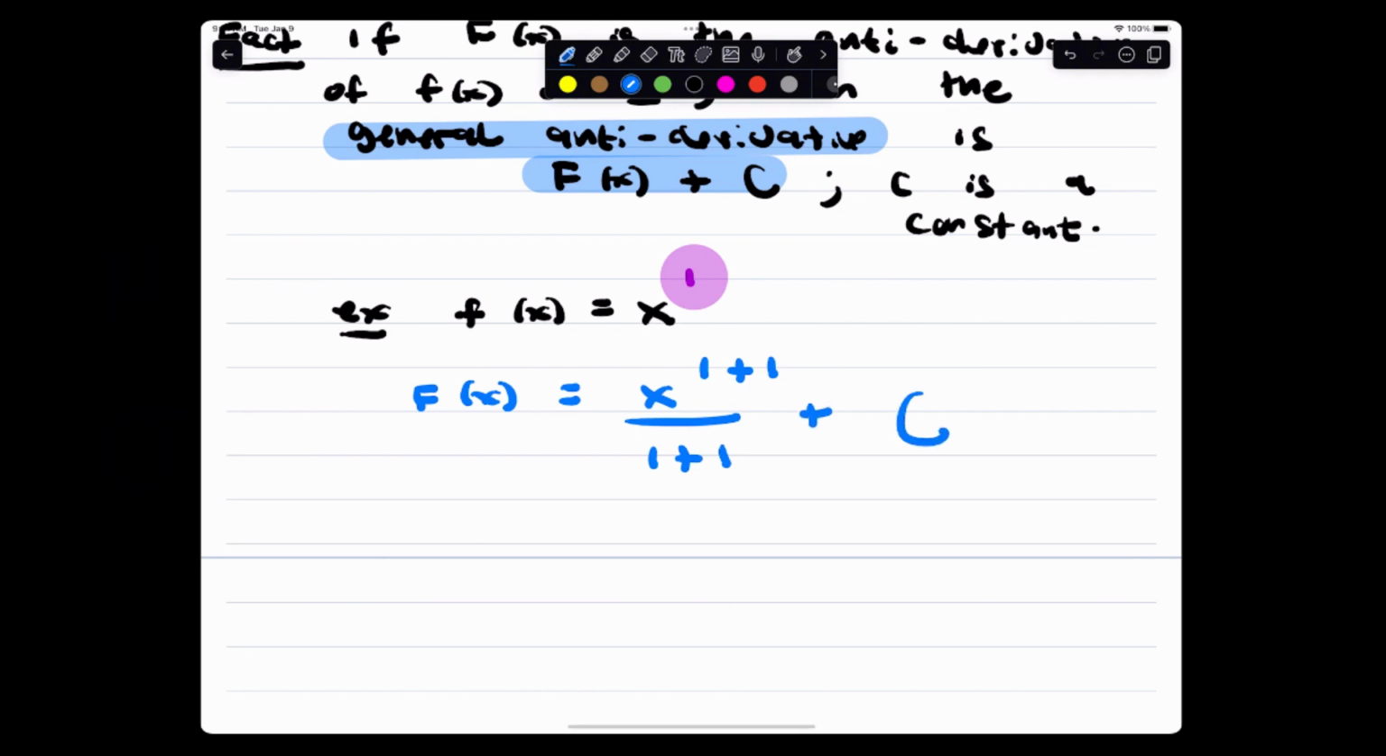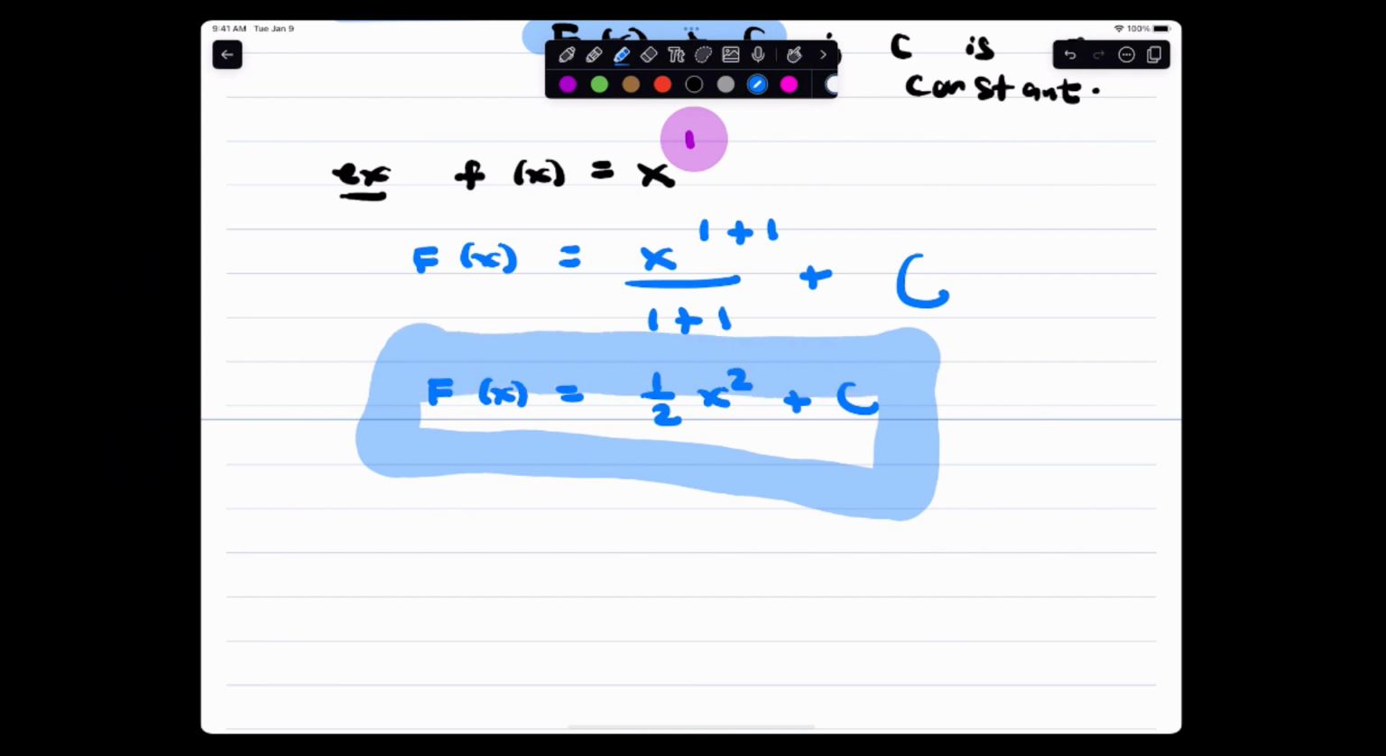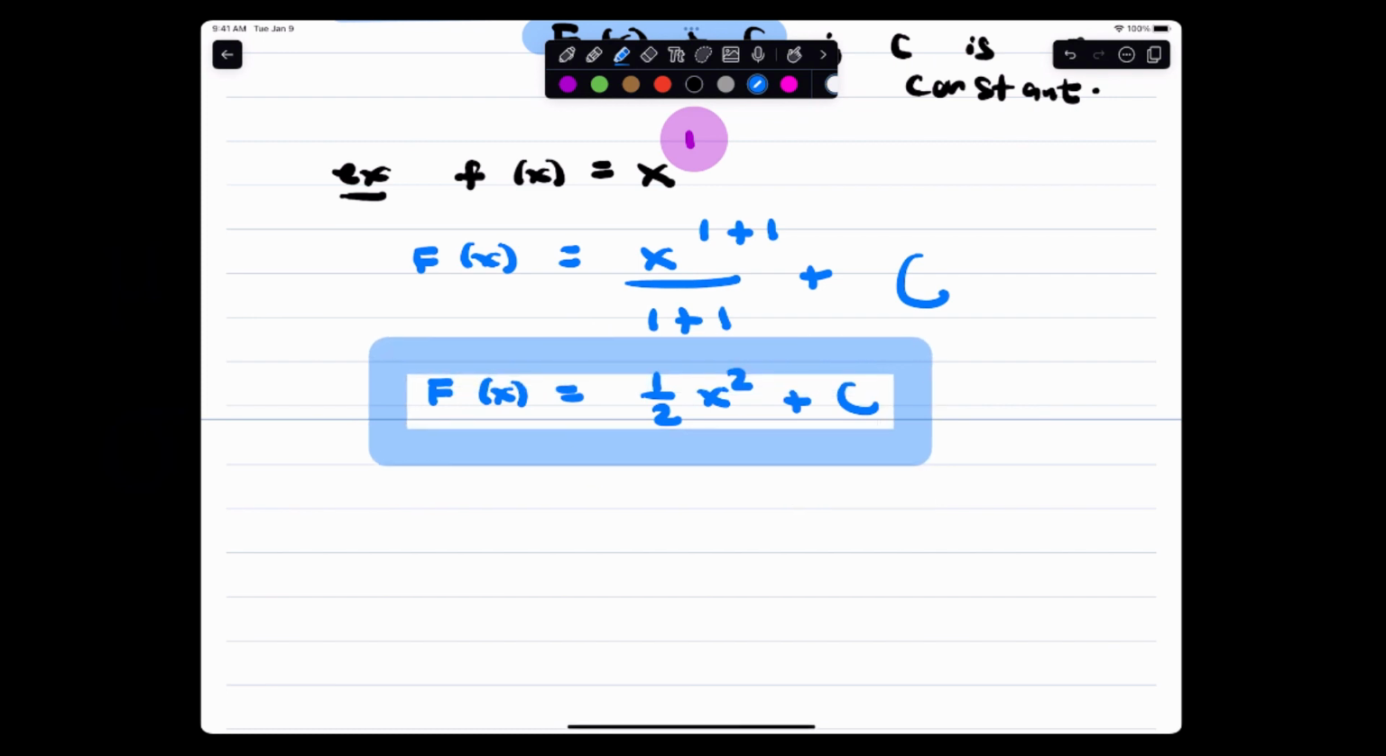Plus that c. Ladies and gentlemen, what are you going to get? 1/2 x squared plus what? C. Here is your what? General antiderivative. What do you guys think about that? Is that pretty good? Easy peasy lemon squeezy? You say, is this just based on arithmetic? Yes.